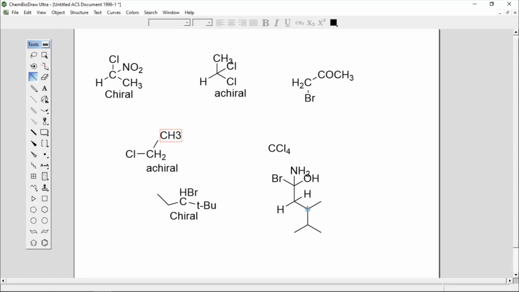And what about this carbon? Yes, it's a chiral carbon, because this carbon is attached to your CH3, this whole group that is CH2, and again it is attached to your isopropyl group. Because of these four different groups, this carbon is a chiral carbon.